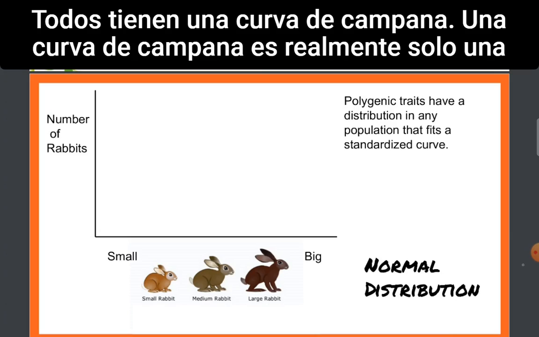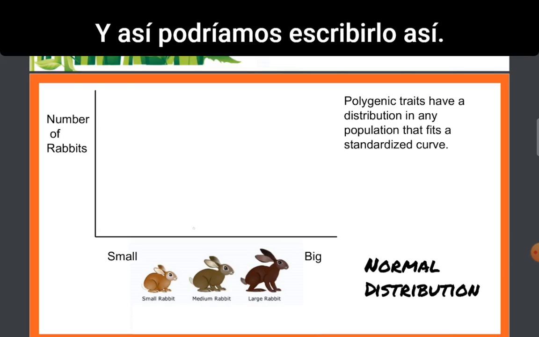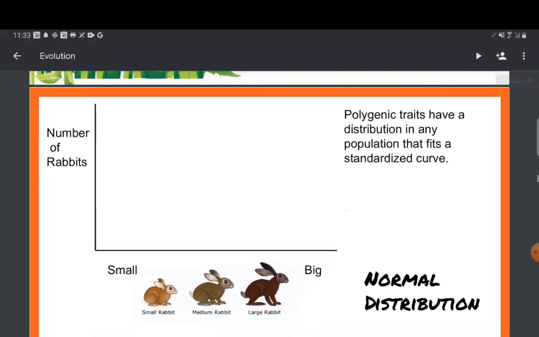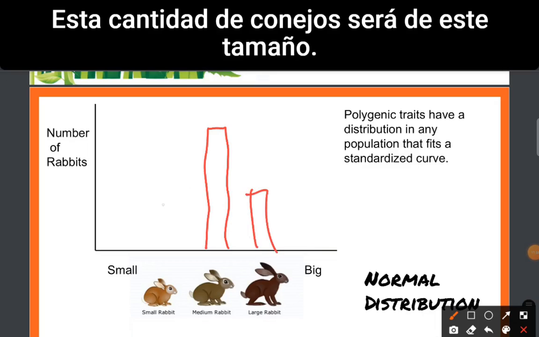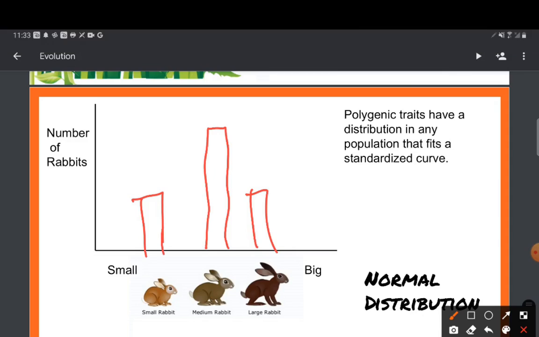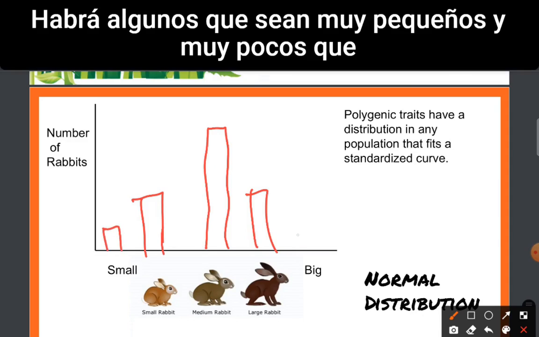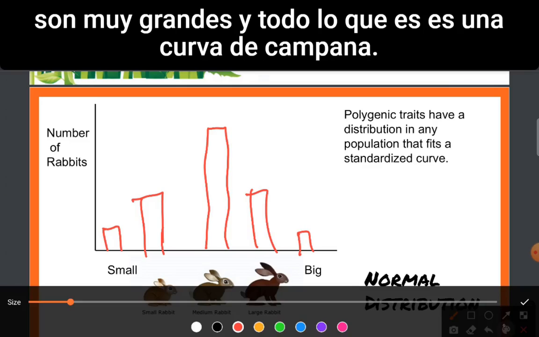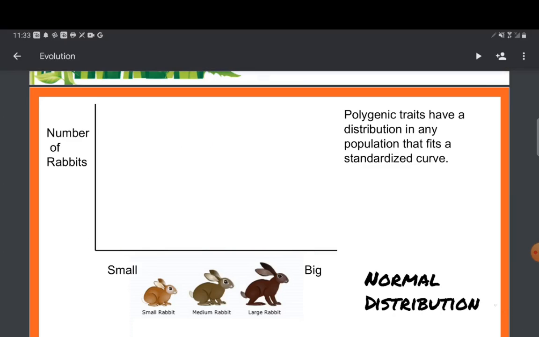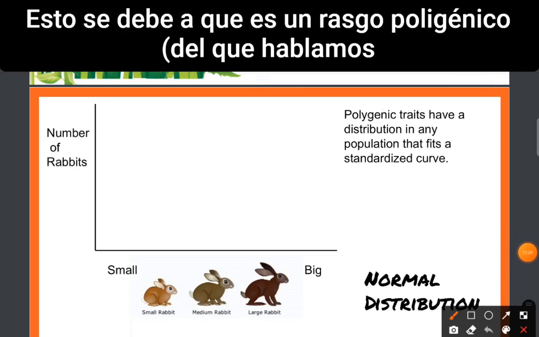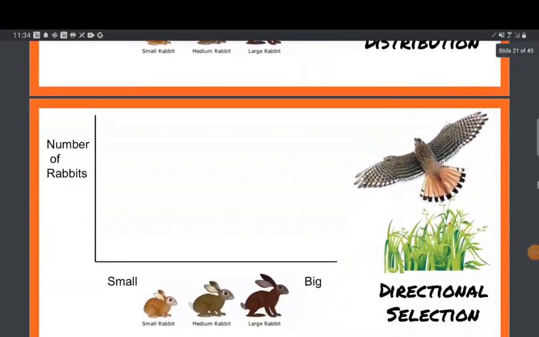A bell curve is really just a combination of bar graphs, and so we could write it like this instead. This many rabbits will be this size. This many rabbits will be this size, and this many will be this size. There will be some that are very small, and a very few that are very large. And all that is a bell curve. This is because it is a polygenic trait, which we talked about in genetics.